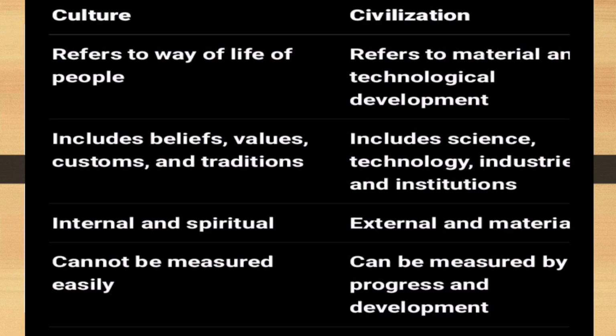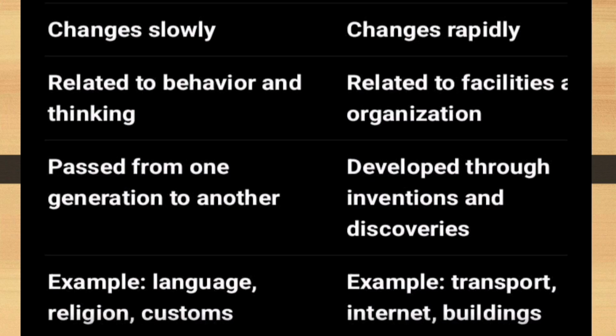Now we will move to the difference between culture and civilization. Culture refers to the way of life of people, but civilization refers to material or technological development. Culture includes beliefs, values, customs, and tradition, but civilization includes science, technology, industry, and institutions. Culture is internal and spiritual, but civilization is external and material. Culture cannot be measured easily, but civilization can be measured by progress and development. Culture changes slowly, but civilization changes rapidly.